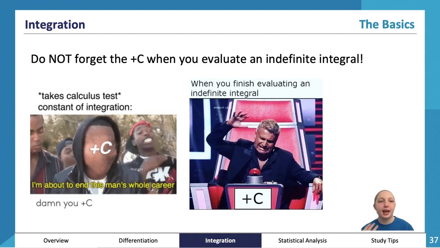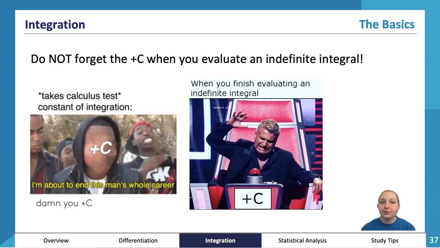Depending how things are being marked in your school, trials, HSC, a lot of markers will actually take the mark off you if you don't include the plus c, because the answer is wrong. So always make sure you add the plus c.